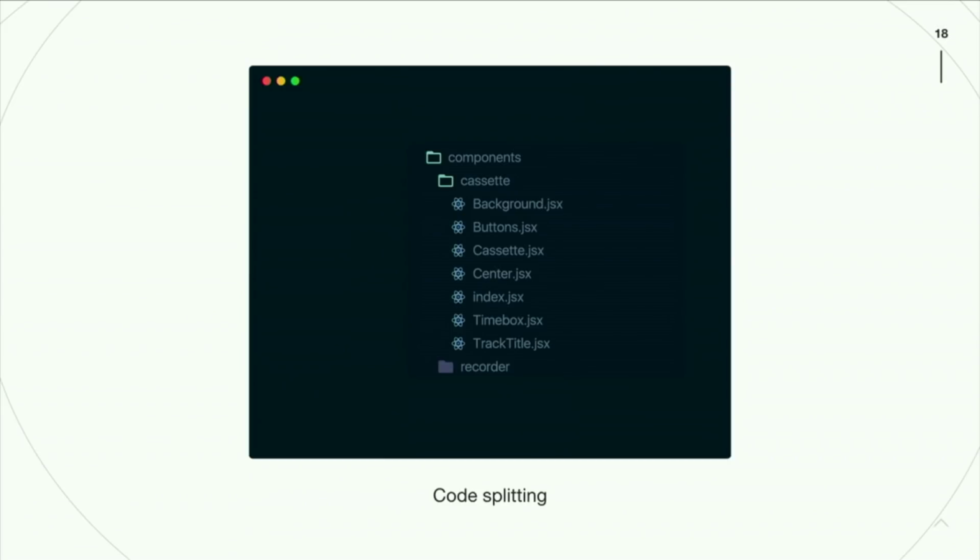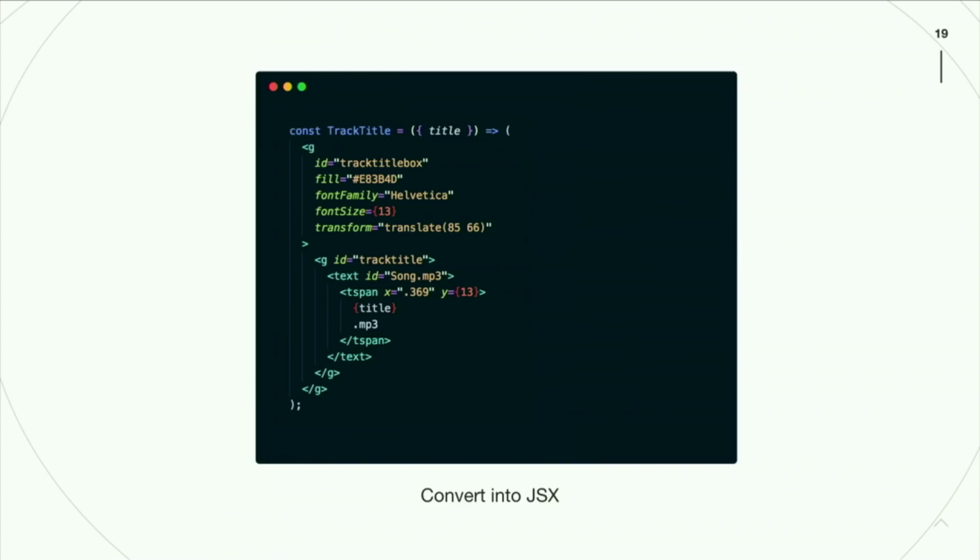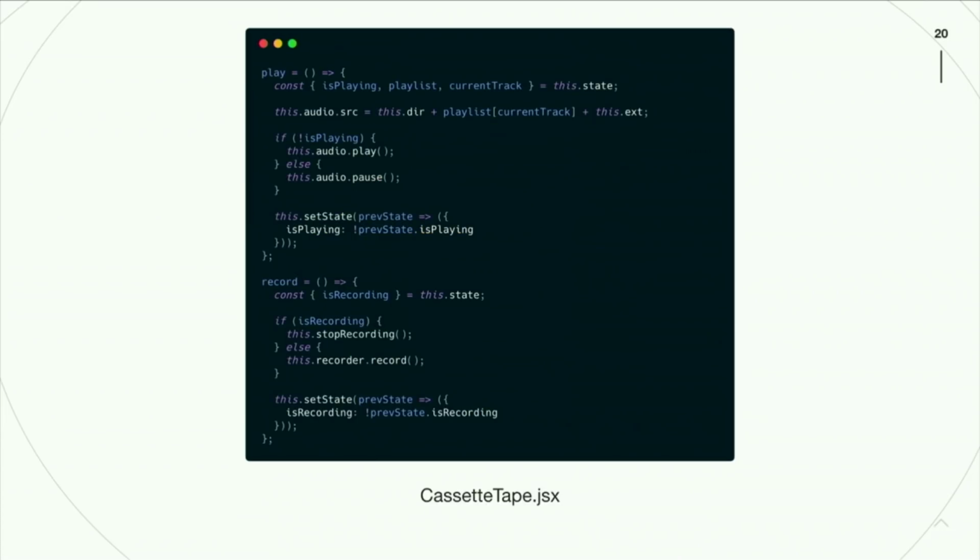And that's the good advantage of transforming into JSX instead of importing as a React component. This is an example of one of the files when it's converted into JSX. As you can see, it's very similar to the real SVG. And a good thing, you can have props. As you can see, I have here a props title.